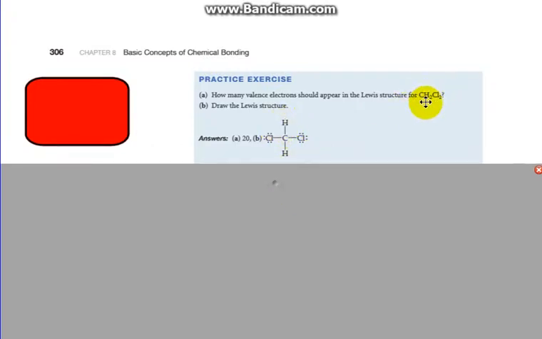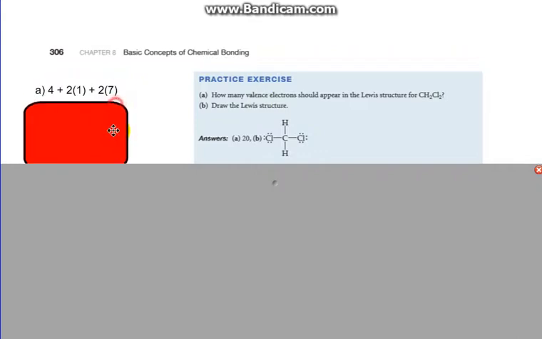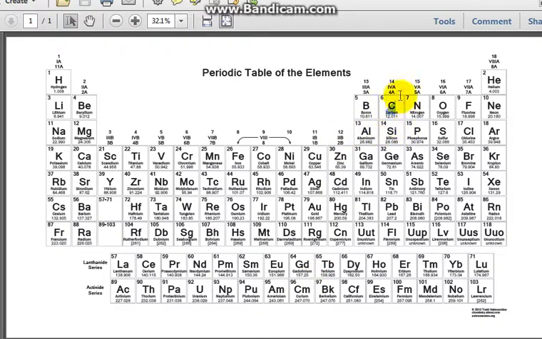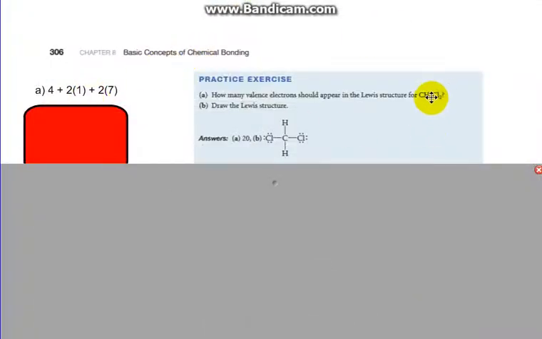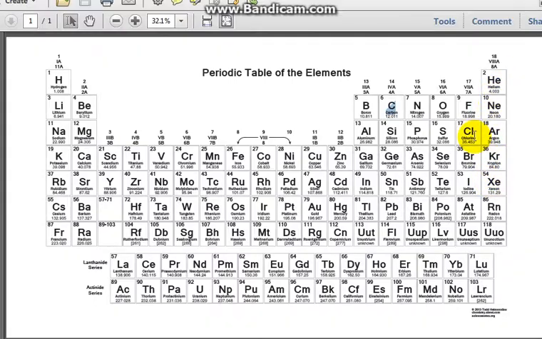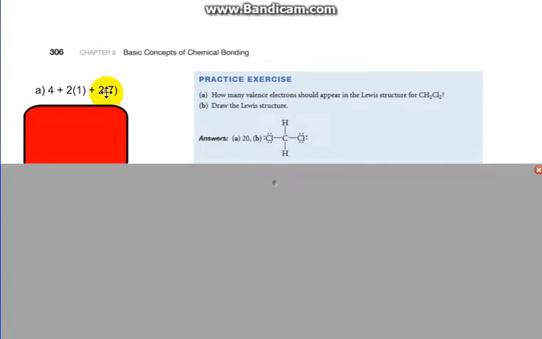Now, how do we get this? Take a look here. 1 carbon, 2 hydrogens, 2 chlorines. So a carbon, of course, is group 4, so 4 electrons. H, of course, is 1. It's in group 1, so 1 electron, but we have 2 of them, so you have to multiply by 2. And then lastly, chlorine is group 7, so of course that has 7. But we have 2 of them, so you got to multiply that. And so that's a total of 20 electrons we need to place around here.